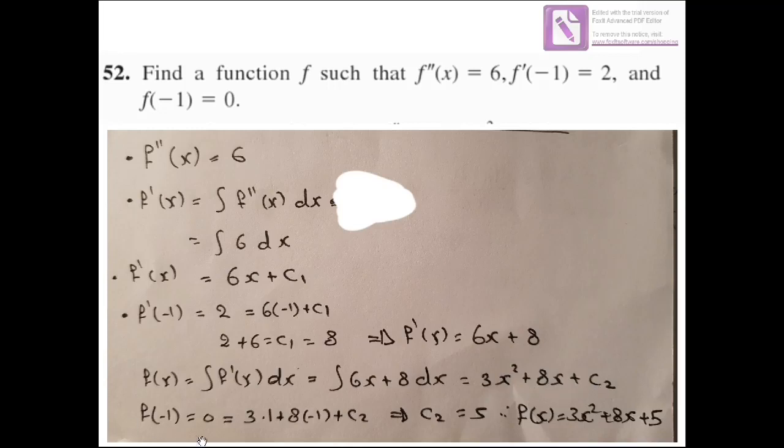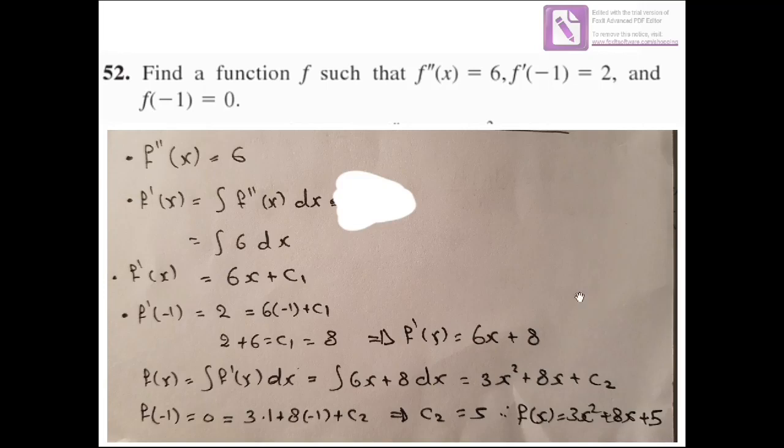So f of minus 1 is equal to 0, which is equal to 3 multiplied by minus 1 squared, which is 1, plus 8 multiplied by minus 1 plus c2. So from here we have 3 plus minus 8. This will give us minus 5 plus c2. So c2 will be equal to 5. So from here we conclude f of x is equal to 3x squared plus 8x plus 5.